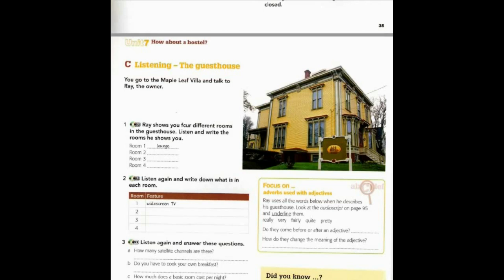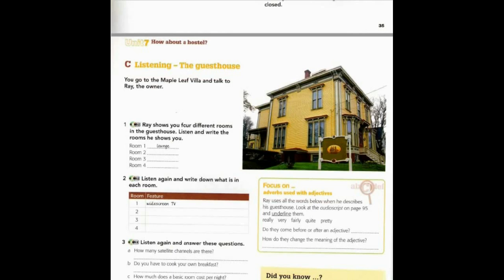Okay, it's got. It means that it has got, or it includes, a big bed, sink, desk, comfortable chair. This is in room 3, okay, which was the bedroom. Okay, let's see the fourth one.